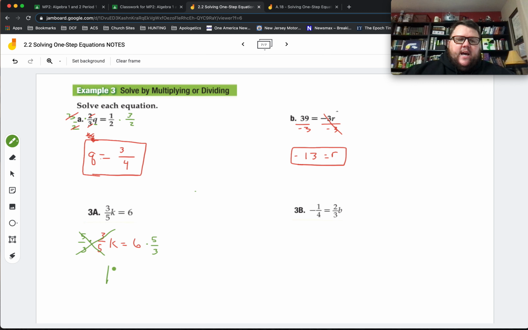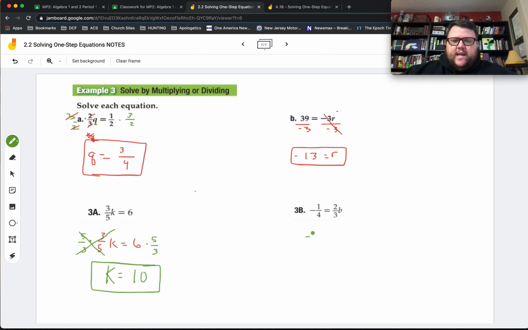So on the left side, I am left with k equals. We can do this two different ways. I can do 6 times 5, which is 30, then divide by 3, which is 10. Or I can do 6 divided by 3, which is 2, and 2 times 5, which is 10. So either way, I get k equals 10. So 6 times 5 is 30. 30 divided by 3 is 10. 6 divided by 3 is 2. 2 times 5 is 10.